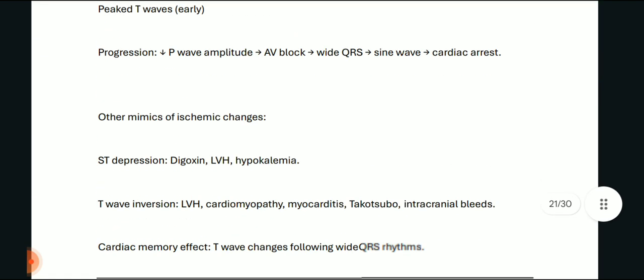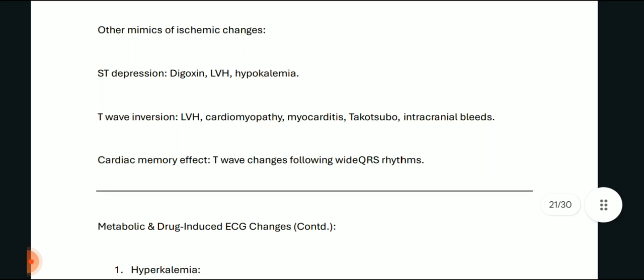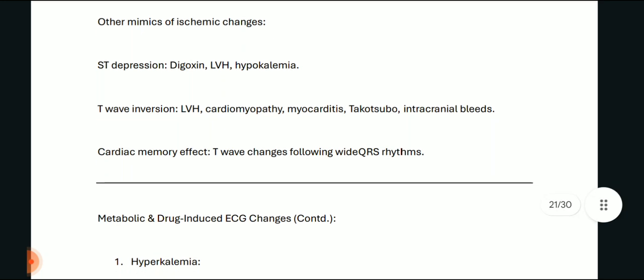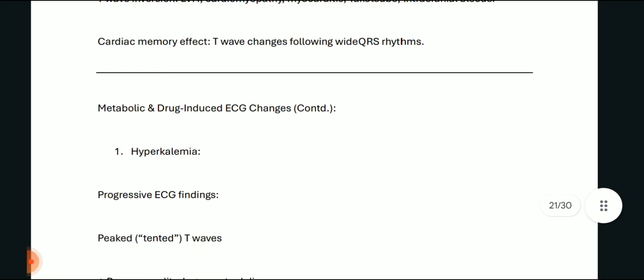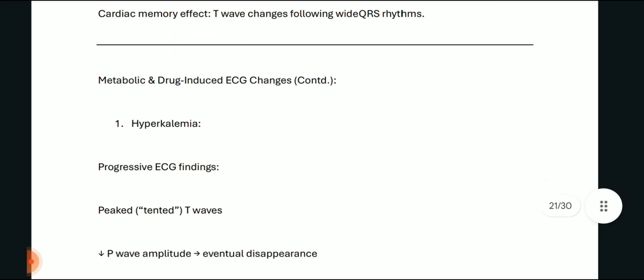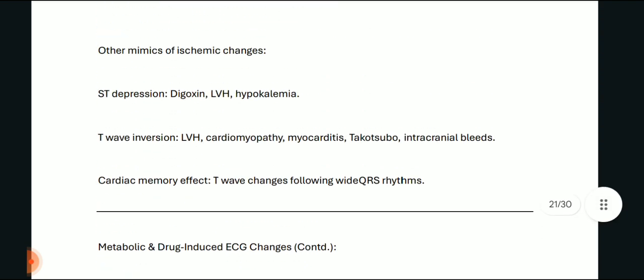And what are the other mimics of ischemic changes? There can be ST depression, like in digoxin, LVH, hypokalemia. There can be T wave inversion in LVH, cardiomyopathy, myocarditis, Takotsubo, intracranial bleeds, and a cardiac memory effect can be there, with T wave changes following wide QRS rhythms. Now some metabolic and drug induced ECG changes we have talked about, right?